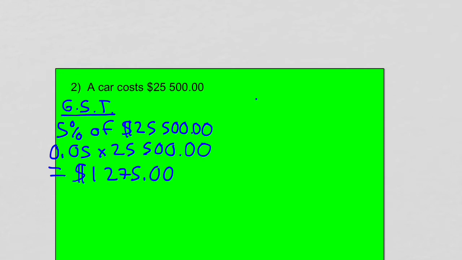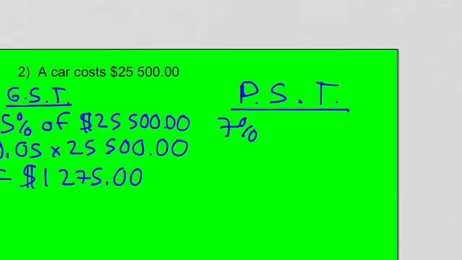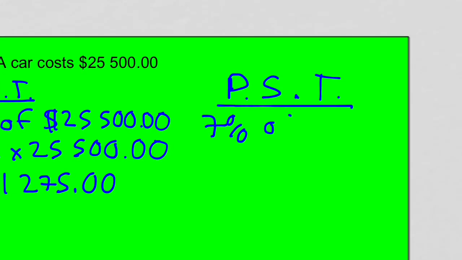Then calculating the PST, we would do 7% of $25,500.